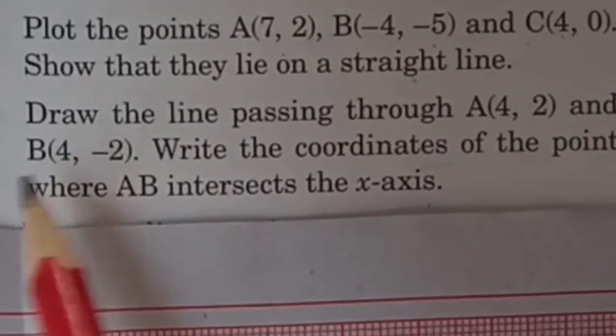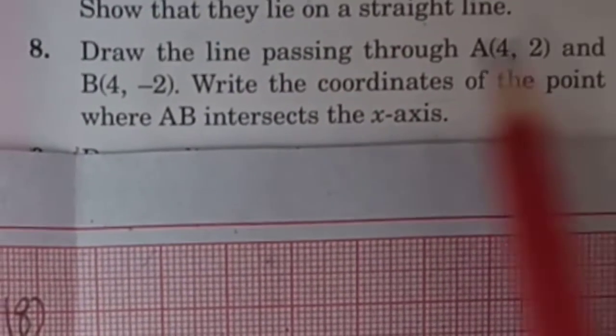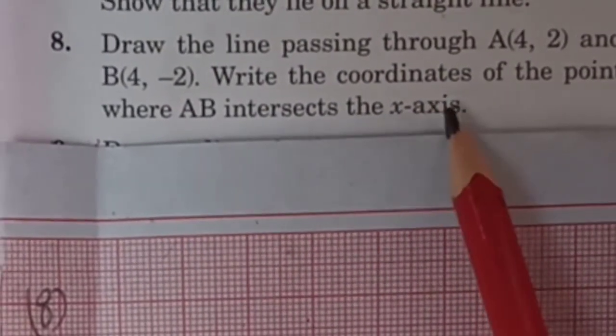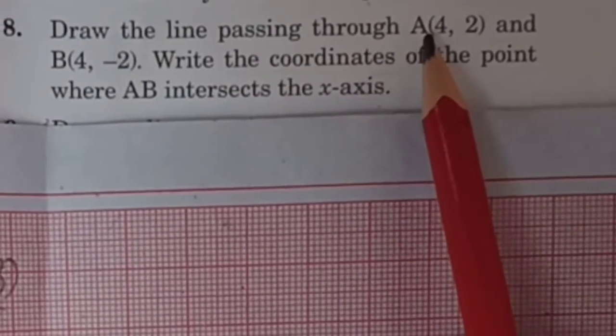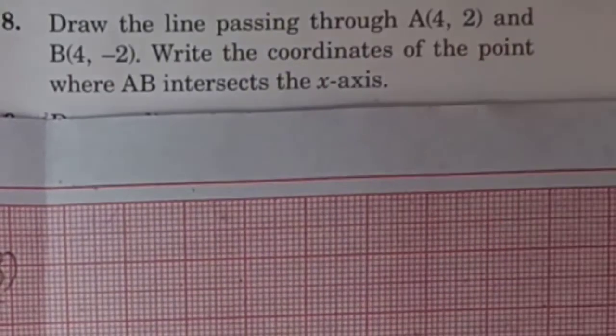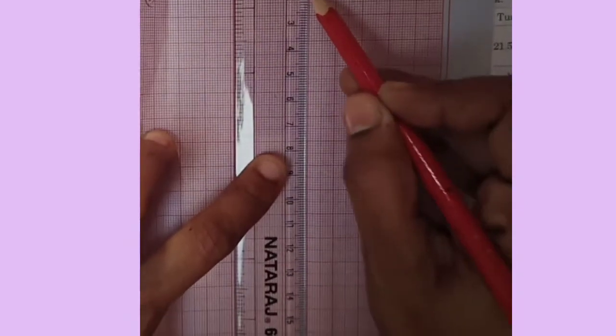Next, question number 8. Draw the line passing through A (4, 2) and B (4, -2). Write the coordinates of the point where AB intersects the x-axis. So first of all, mark A (4, 2) and B (4, -2) in the Cartesian plane. First of all, draw the x-axis and the y-axis.